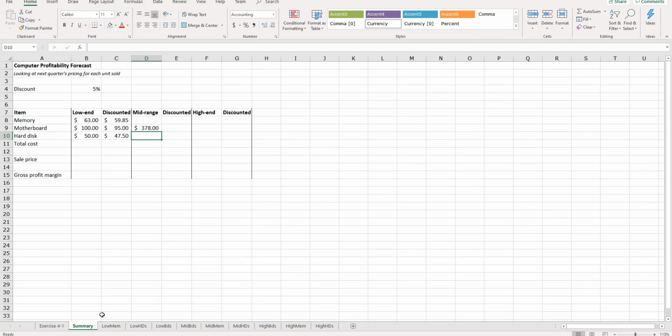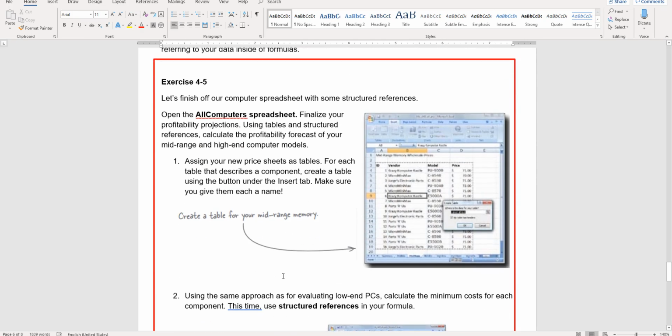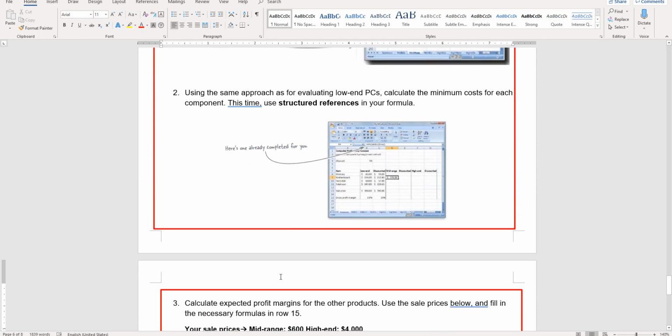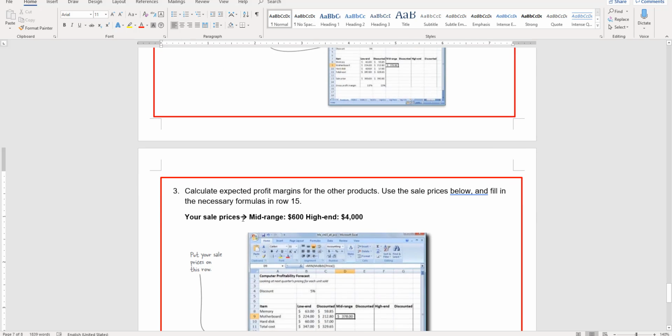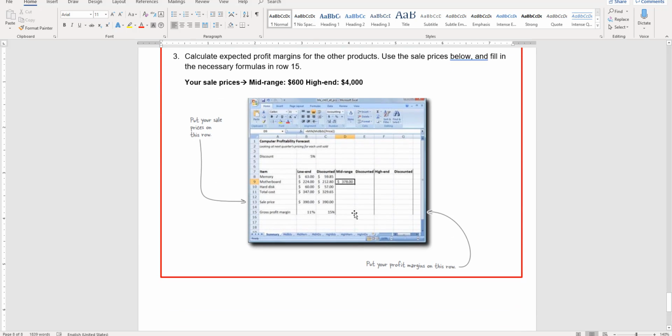So basically, you just have to finish everything up. The sale price on these, let me just double check. I think it's in the spreadsheet here. Okay, yeah, so the sale prices there on the mid-range would be 600, and the high end, it's a huge number, $4,000 there. Okay, and so you should be able to complete that and get the profit margins, and the discounts will stay the same here, so 5% across there.